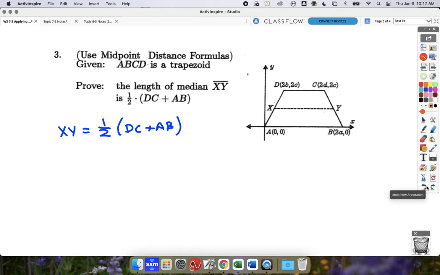Do you want to calculate the length of XY first, of DC first, or of AB first? Which one do you want to tackle first? DC. Yeah, we could do that, but I think it'd be easiest to do the bottom first. Oh, okay. The bottom, AB. So we want to figure out how long AB is. The application says to use the distance formula. Or we can just look at it and see if we can justify the length.